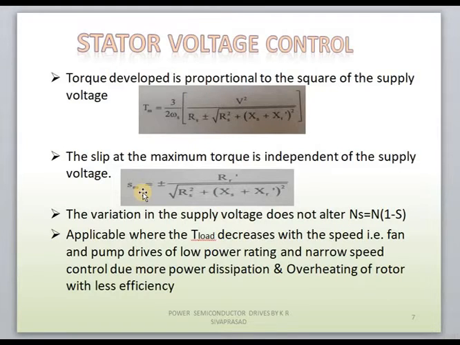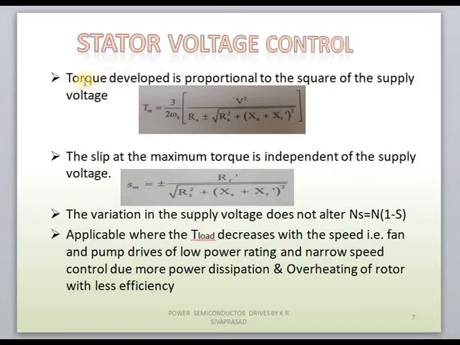The next method is the stator voltage control method. In the previous case, the pole changing method, the disadvantages we already discussed: cost is more, complexity is high, and smooth control is not possible. Those are the drawbacks. We can overcome the drawbacks somewhat in stator voltage control. How the stator voltage control will control the speed of the machine, that is the main thing.